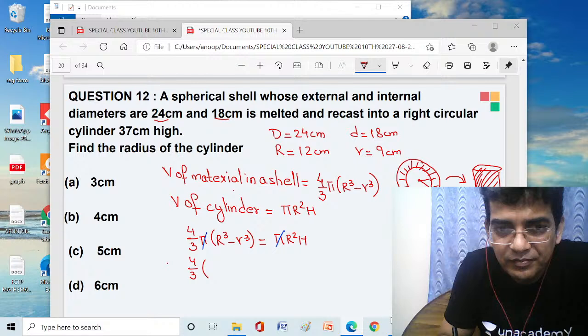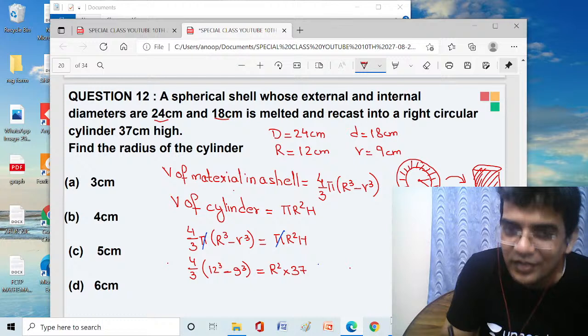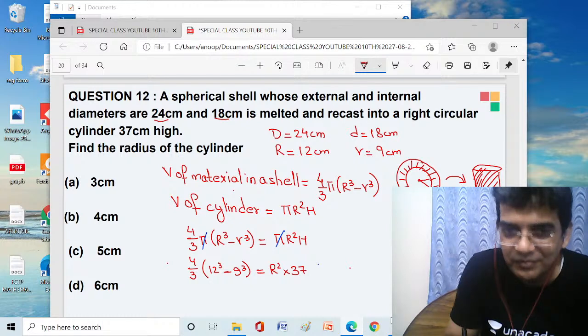You can take 3 cube common from here and 3 cube common from here. I think you're getting my point. If you forget about these cubes, we have 12 and 9. From 12 and 9, what can be taken common? You will say 3 can be taken common, but there is a cube also, so 3 cube will be taken common. This will make our calculation a little bit easy. So we will take 3 cube common.